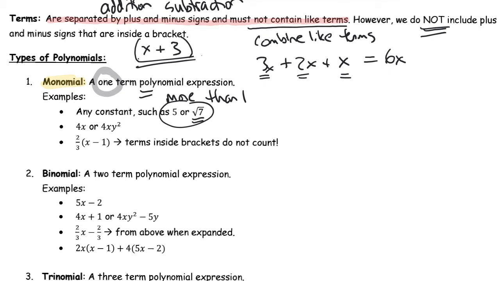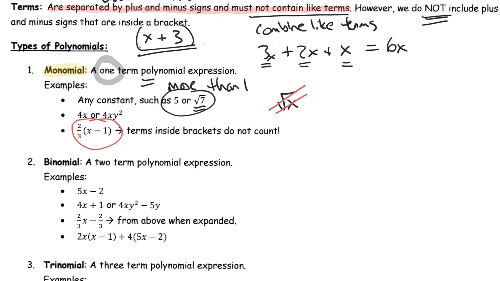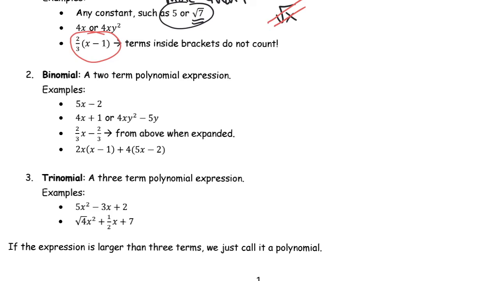Notice that root 7 works. Previously, I said that you couldn't have a root, but there was a little more to it than that. You couldn't have a root of x. That's no good. But it's okay to have a square root over a number. It's when you've got a square root over an unknown that's the issue. And then you could have 4x or 4xy squared by itself. That's fine. This is considered one term. Now, if we go down a little bit, we're going to talk about binomials, where you've got two terms.